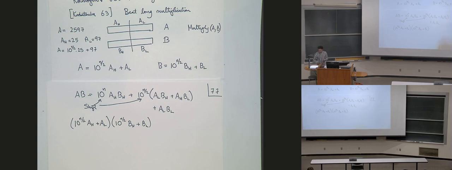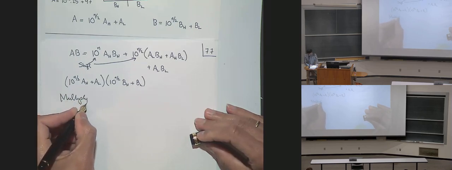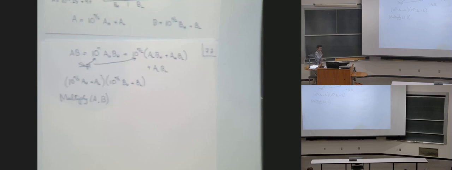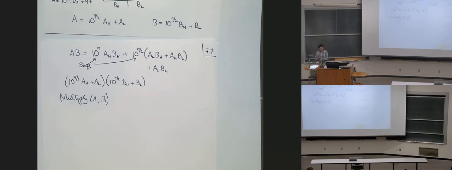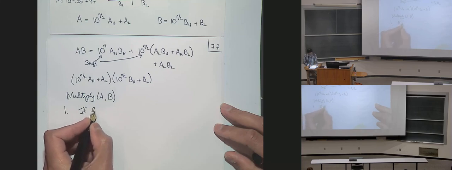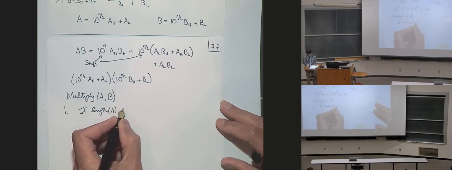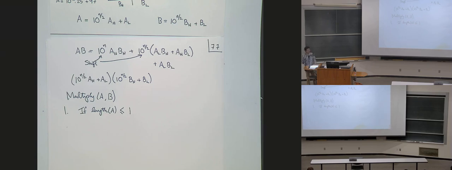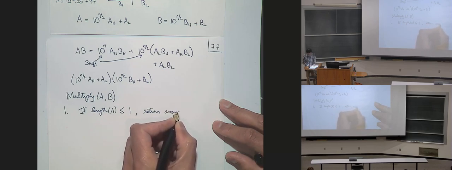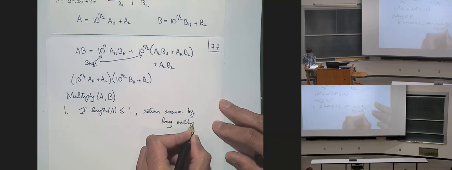Right? So you see that you could basically write the code in the following way. So actually I'll write multiply A, B. I'm just going to assume both of them have the same number of digits. Okay? But the code can be modified to do both. So I'll say if the length of A is, let's say, at most 1, then just return the answer by long multiplication.